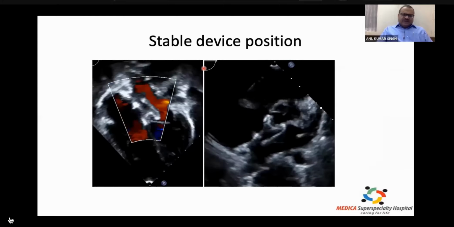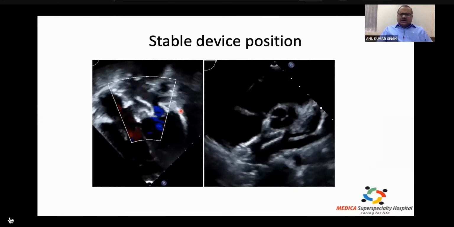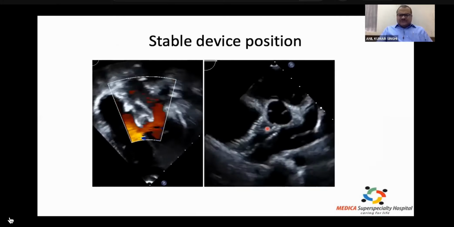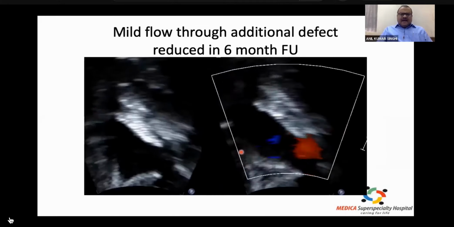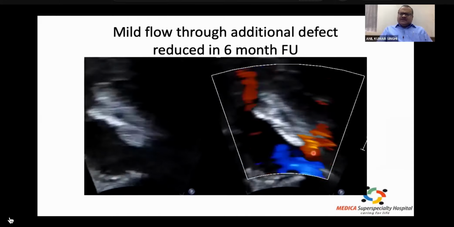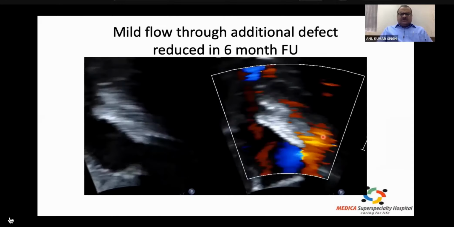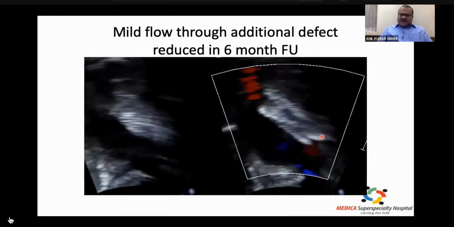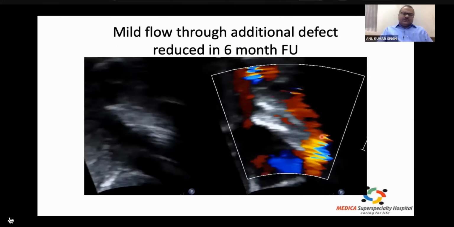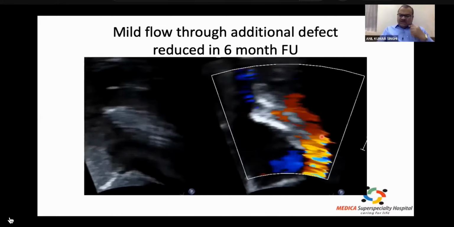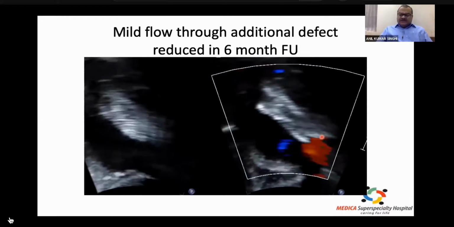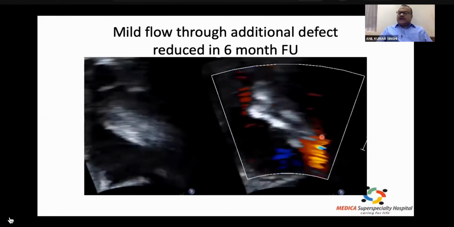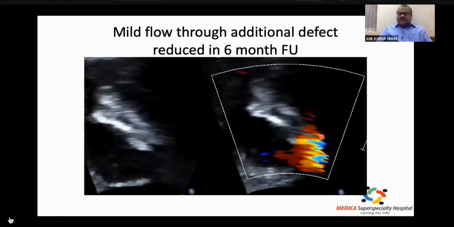So this is post-procedure, a stable device. You can appreciate all the margins well. In the inferior part there was a small residual, which was not considered very significant, and that same thing came down at 6-month follow-up. So this illustrative case is a proof of the utility of detailed transesophageal echocardiogram or additional imaging in case of difficult ASDs.